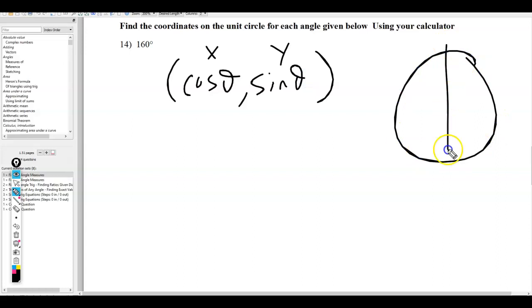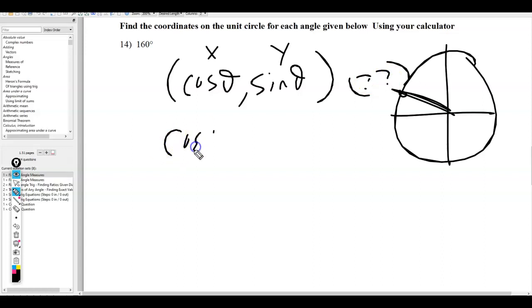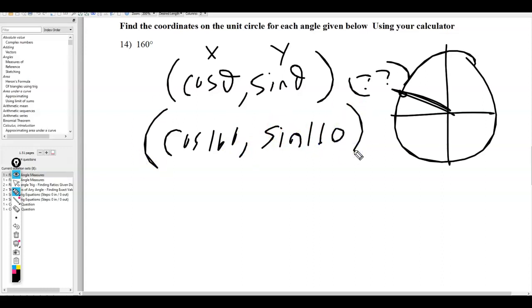So that is to say, when we're at 160 degrees, which would probably be right about here, the question is, what are the x and y values supposed to be? So all we have to do is find cosine of 160 and sine of 160. And once again, you just do it on your calculator.